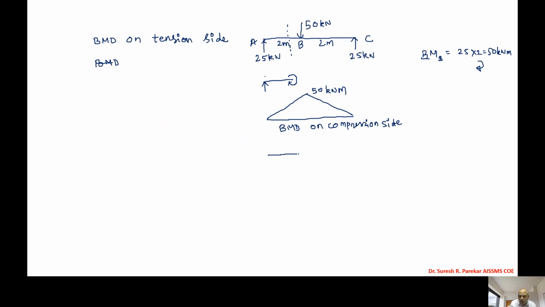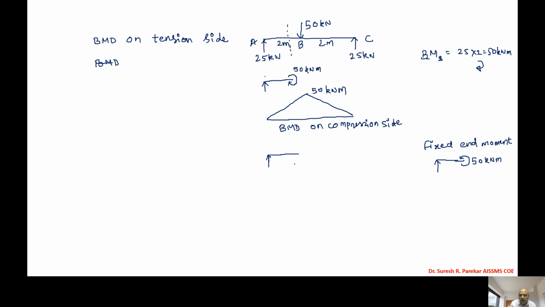Then we have the tension side. Now we got this value as 50 kilonewton meter clockwise. Then what will be the fixed end moment? The fixed end moment at B should be equal and opposite to the moment at B. Then this will be anti-clockwise, so we will have it like this. The value will be the same, 50 kilonewton meter, whatever we have shown over here.